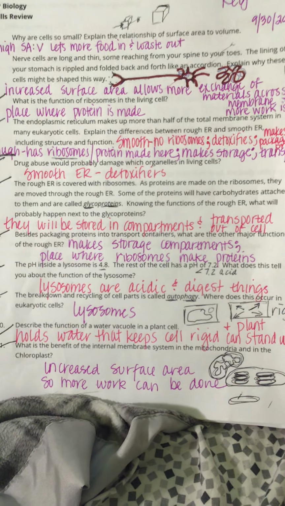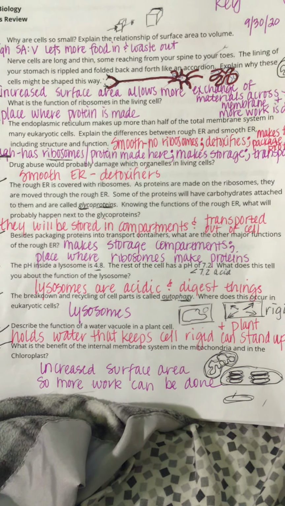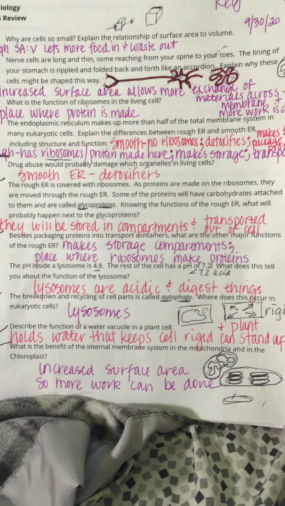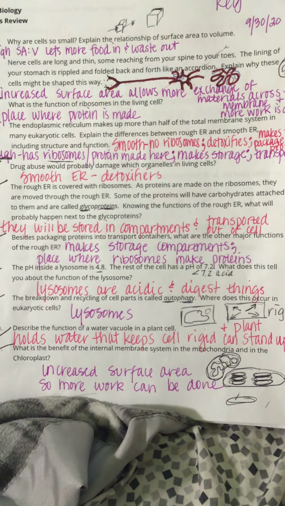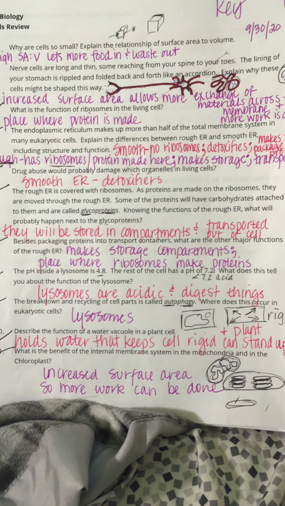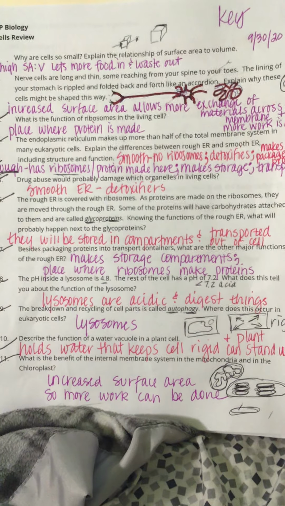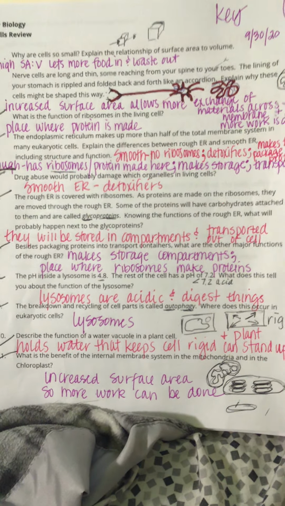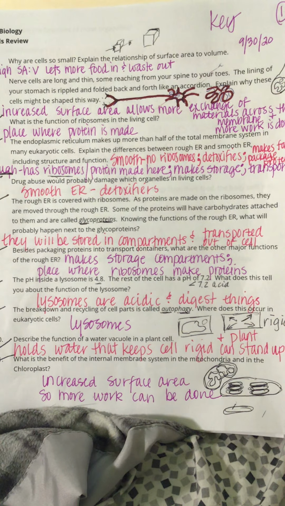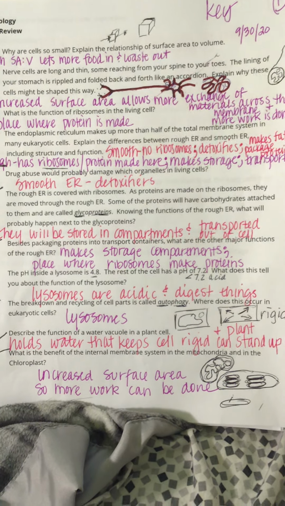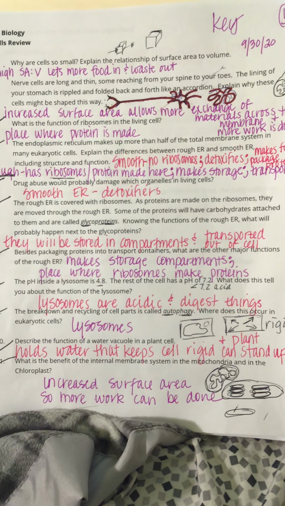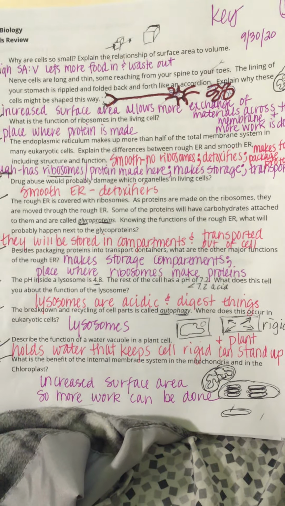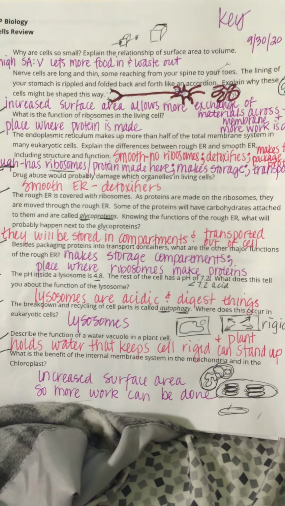Number seven. Besides packaging proteins into transport containers, what are some other major functions of the rough ER? Some major functions are also making the storage compartments, and it's a place where ribosomes can make their proteins. Now, I keep repeating some of the same information in different ways because questions can be written in different ways. You have to be able to process the information and not just memorize. Like, I don't want to just give you a chart and have you memorize. I want you to be able to process that information into questions.